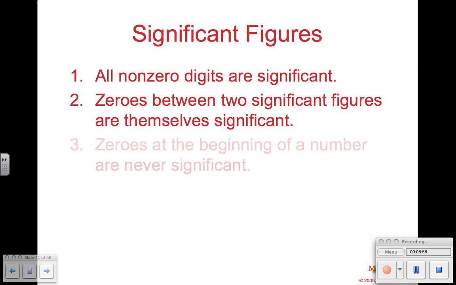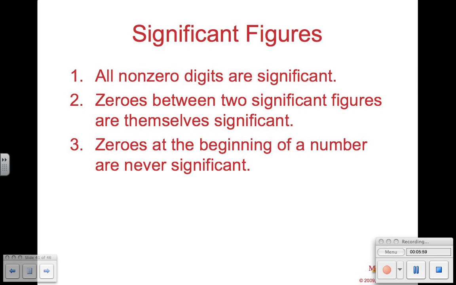Now, zeros at the beginning of a number are never significant. So if you have 0.0037, those zeros before the digits are not significant.